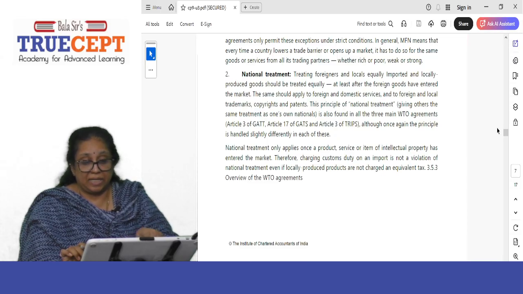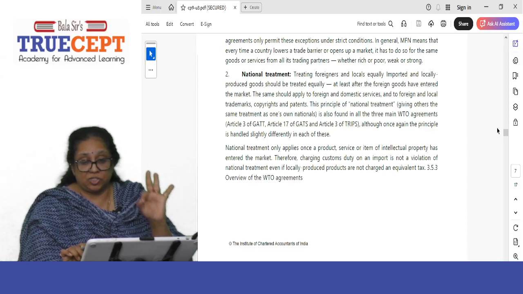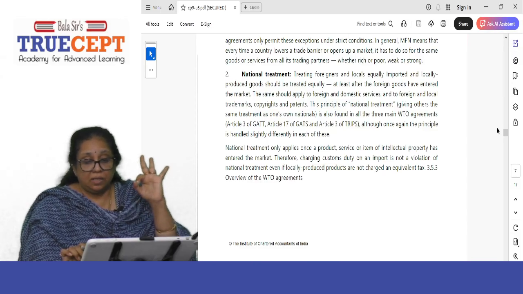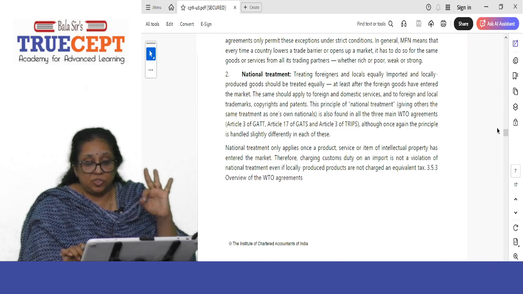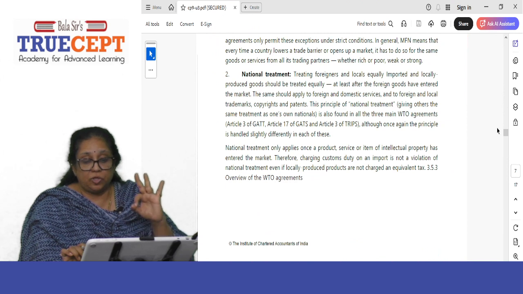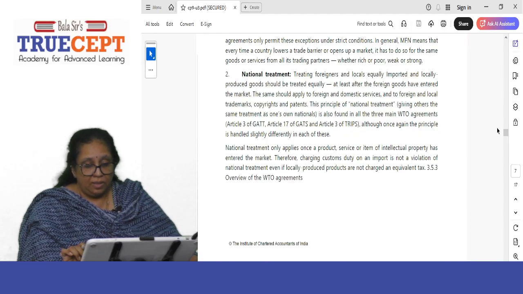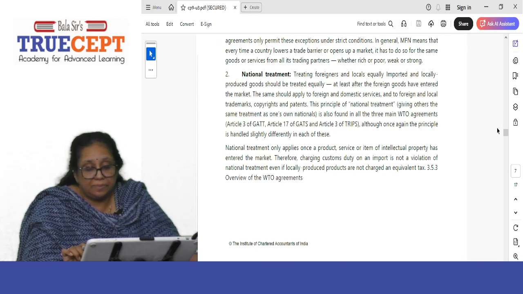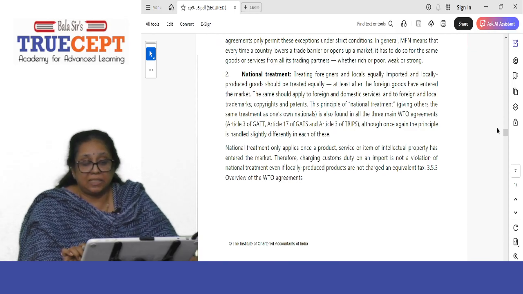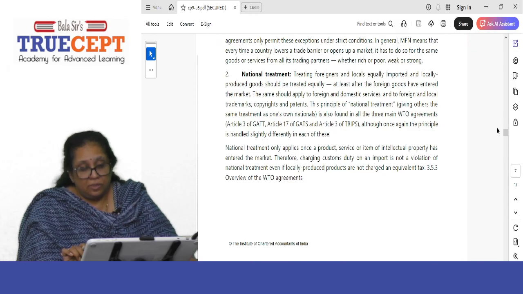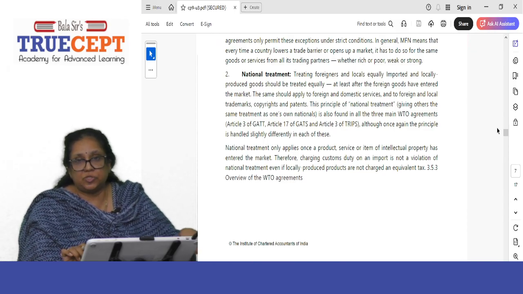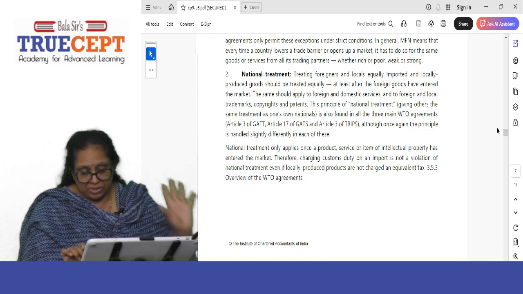Article 3 of GATT, Article 17 of GATT and Article 3 of TRIPS are found in 3 main WTO agreements on national treatment. Which article is not a part of the 3 main WTO agreements on which national treatment is based? I can give Article 3 of GATT, Article 17 of GATT and Article 3 of TRIPS, but I can give you Article 7 of GATT. So, you should be able to identify out of this which one is the odd one out. Question is possible there also.